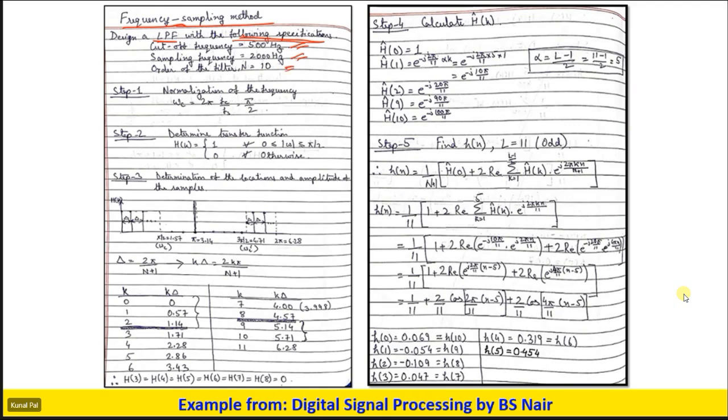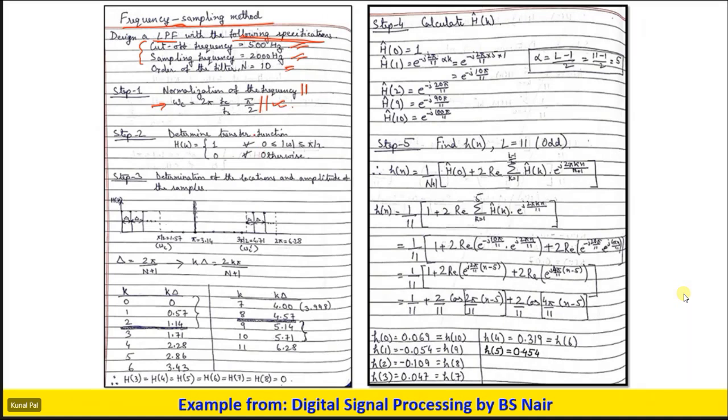How to start? When we are given the cutoff frequencies, in my last class I have already told you that we need to go for the normalization of the frequency. Normalization is done using this equation: omega c equals 2 pi fc by fs. Here fc is 500 and fs is 2000. By putting the values, we get pi by 2.